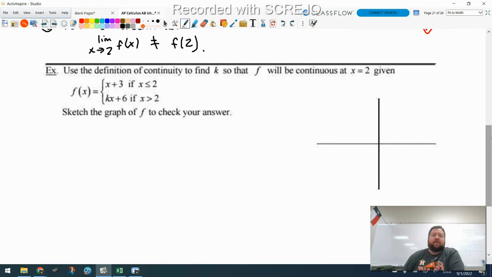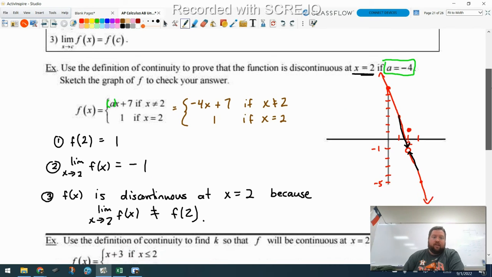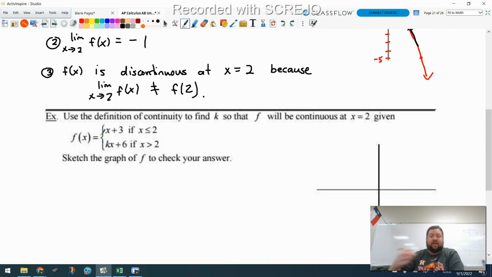Second one. All right, this one we are going to use the definition of continuity to find k so that f will be continuous at x equals 2, given this function. So same sort of look, right? It's a piecewise function. We've got a constant in here that we need to figure out. But unlike the last problem, we are trying to make this continuous. So last problem, they told us what that constant was. They told us a was equal to -4. And we were able to plug that in for a right there. Now they're not telling us what k is equal to. They're asking us to find it to make sure our function is continuous.